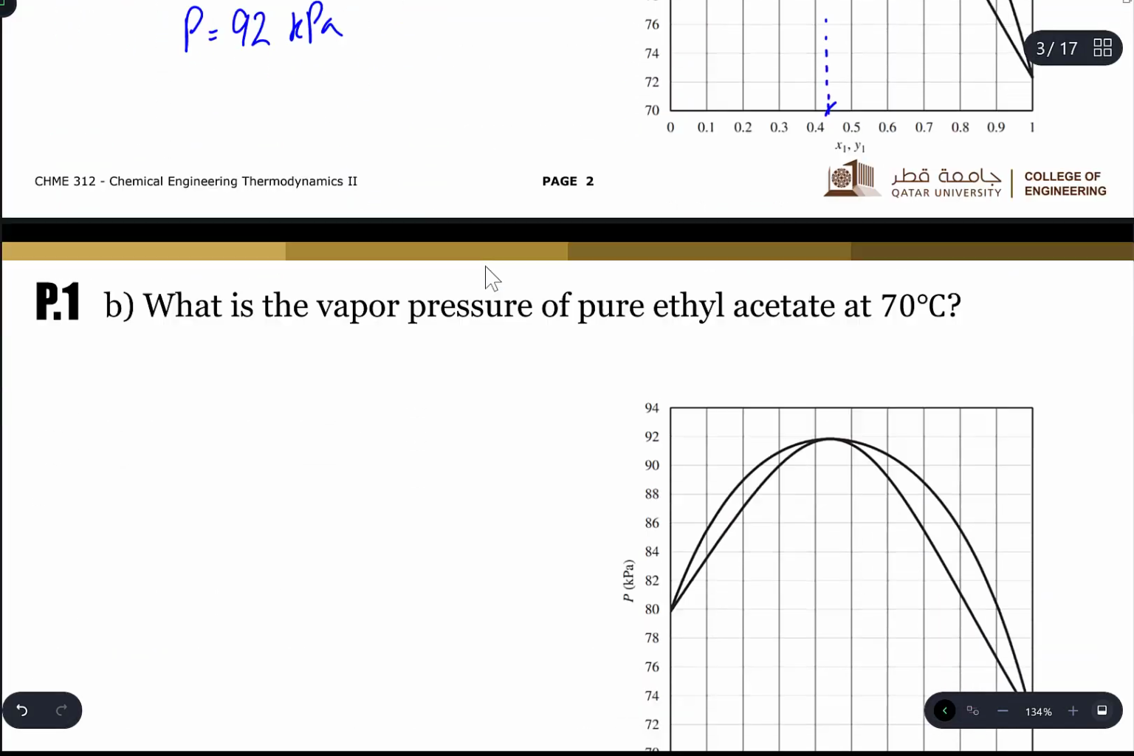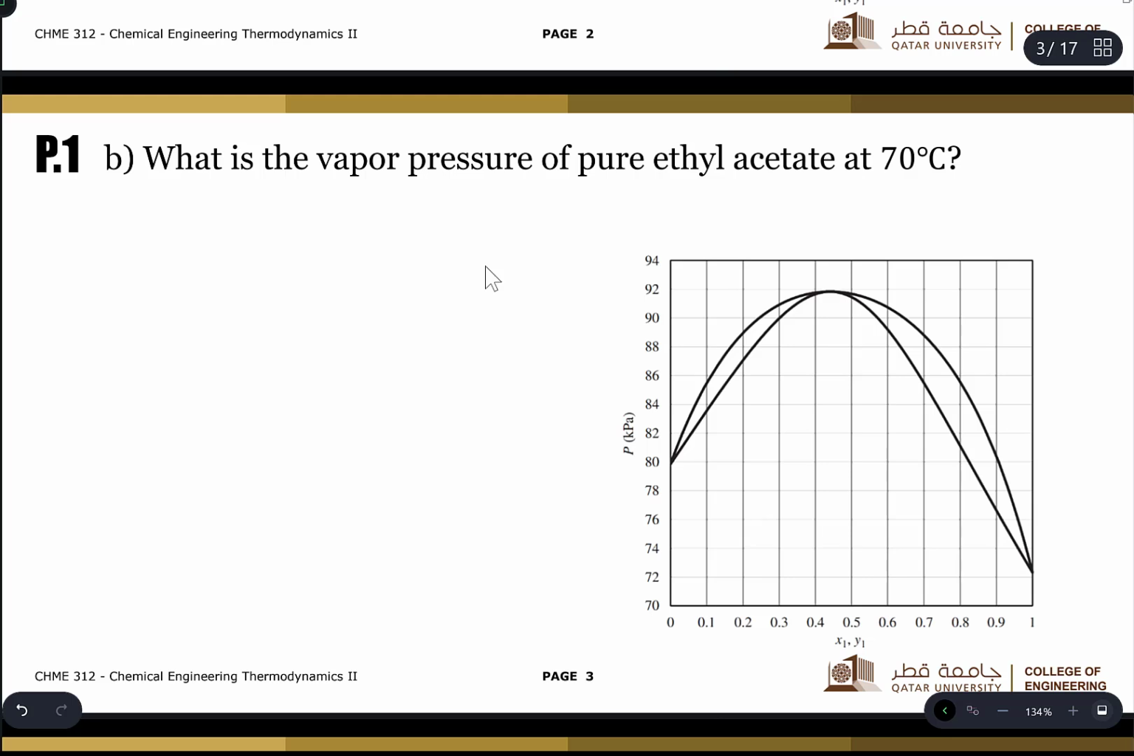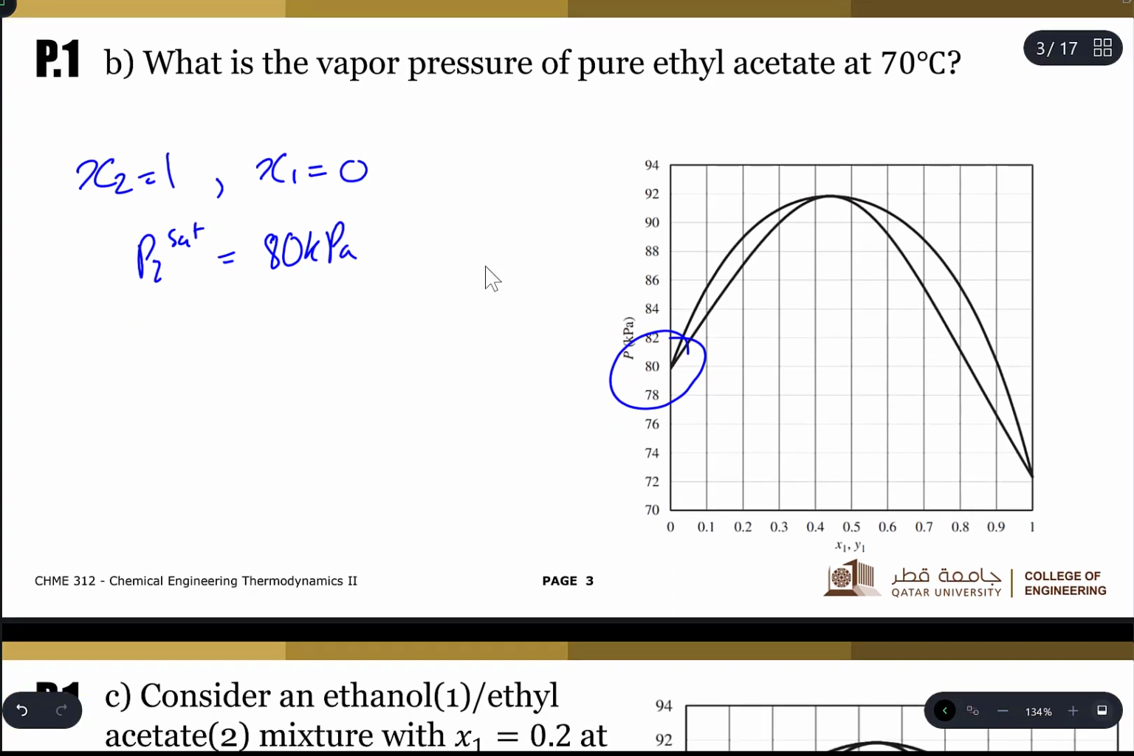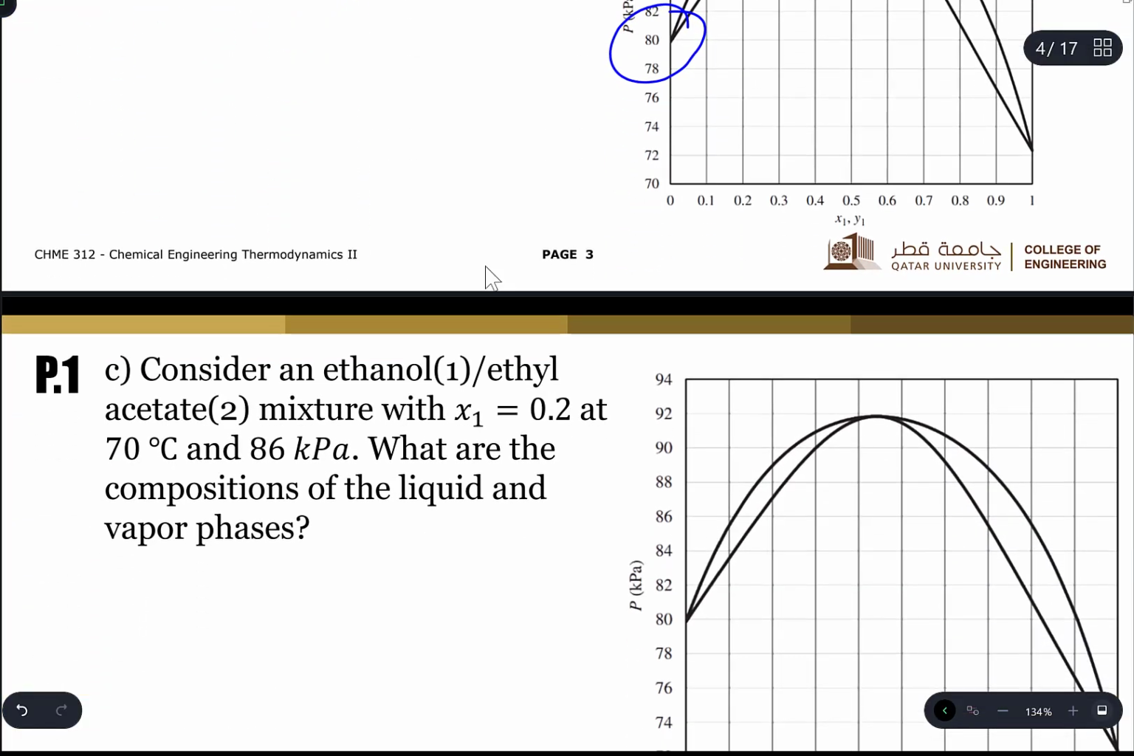So to know the vapor pressure for ethyl acetate at 70 degrees, that's P2 sat for ethyl acetate. So that would be whatever we read here. In this case, x2 equals 1, meaning x1 equals 0, and P2 sat equals 80 kilopascals. Should be straightforward.